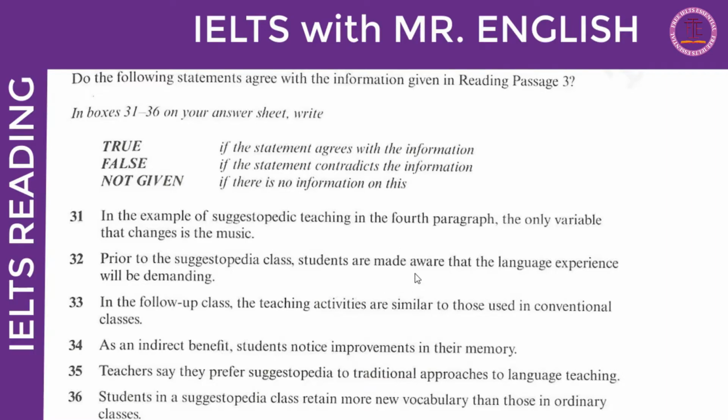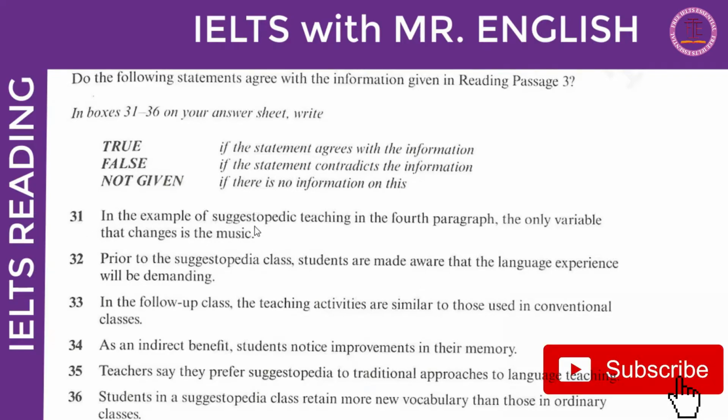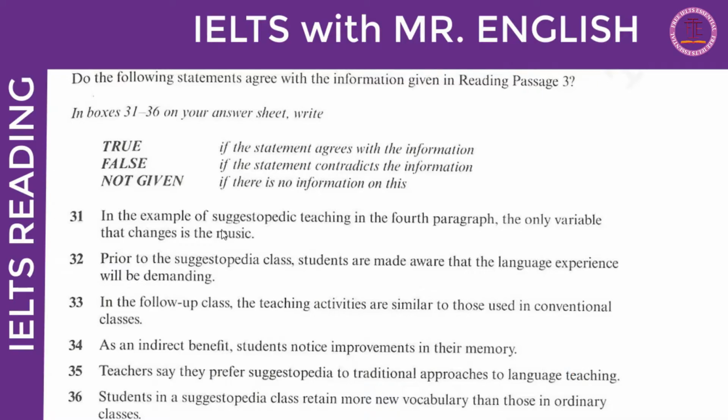True is if the statement agrees with the information. For example, if this question number 31 statement is found in the passage, then it will be considered true. If there is a contradiction between the statement and the source passage information, then it would be false. And if there is new information related to the question statement, then it would be considered Not Given. All right, let's go ahead.